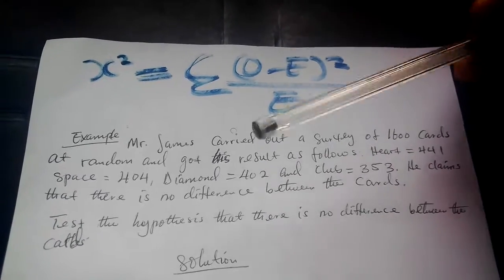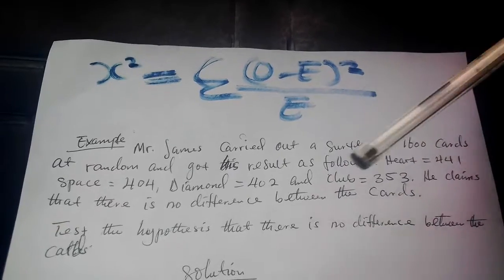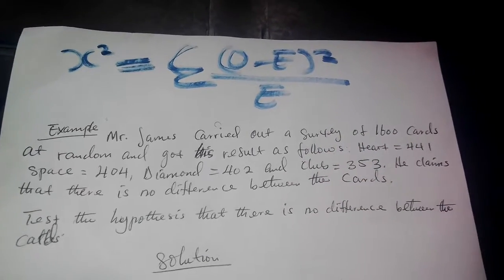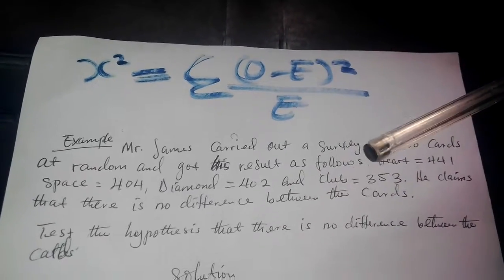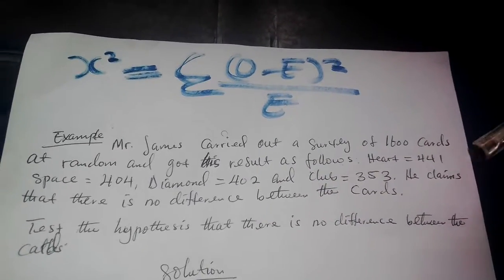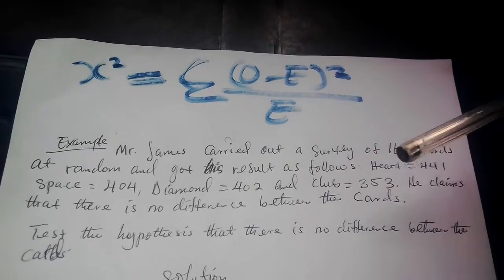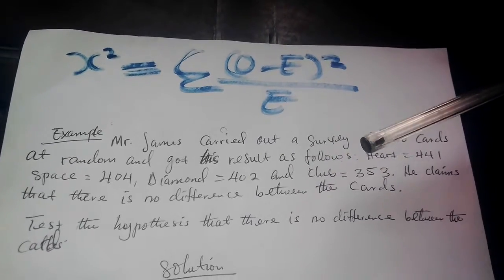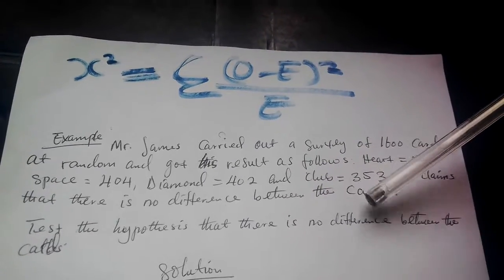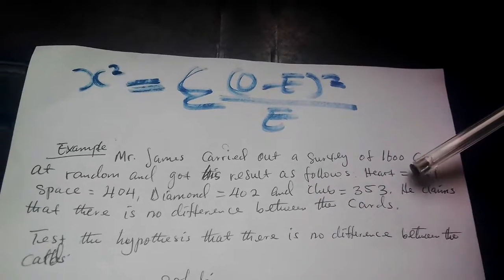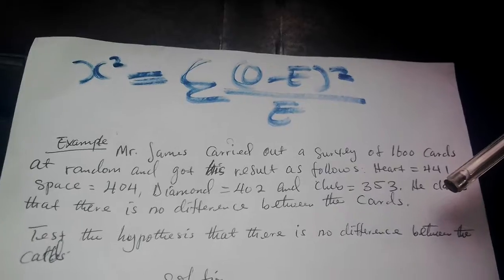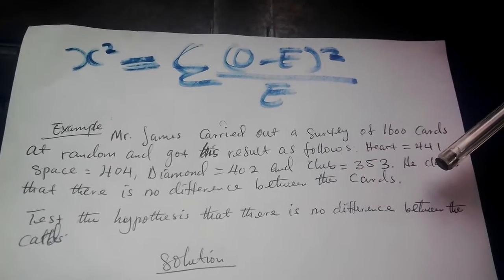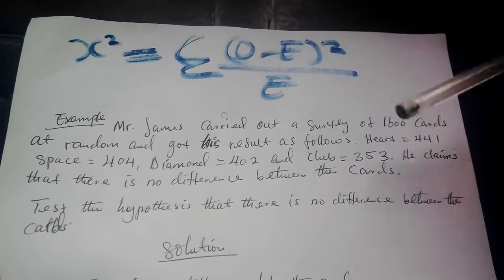Let's do it. My example says that Mr. James carried out a survey of 1,600 cars at random and got his result as follows: Hertz 441, Space 404, Diamond 402, and Club 353. He claims that there is no difference between the cars. Now you have to test the hypothesis that there is no difference between the cars. How are you going to do it?